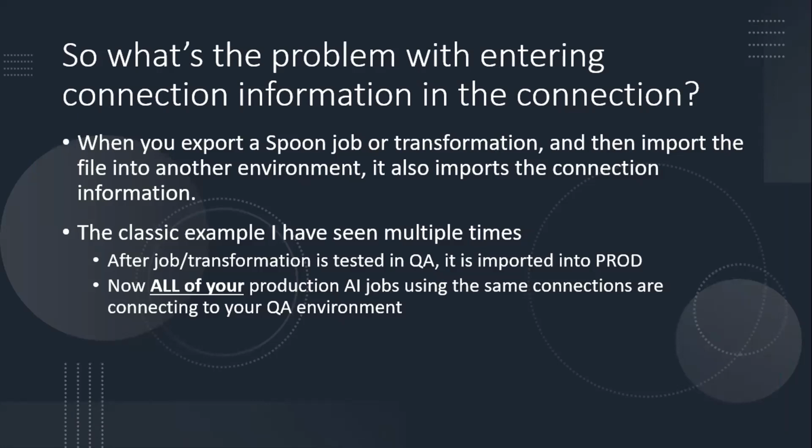The problem is, when you're following good practices, say you're in your dev and QA environments, you build out your Spoon transformations and jobs, and you have your hard-coded values. Well, it's time to move that to production. And if you're using the same connection names, when you import that XML file from QA, that stomps on your server names. So now your production transformations are pointing to QA.